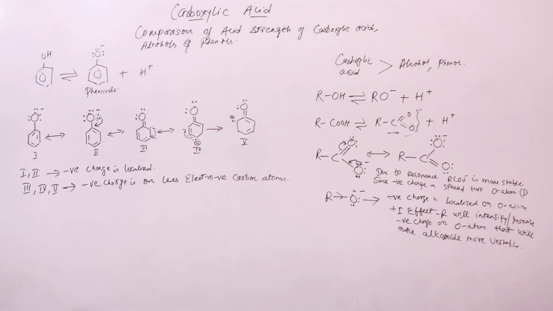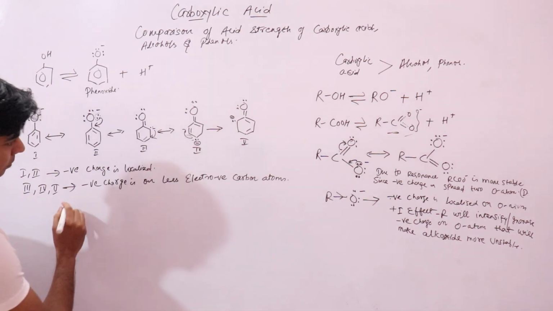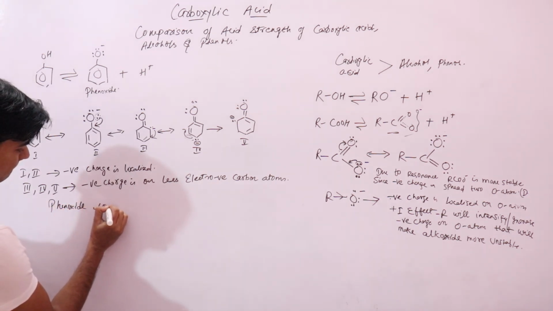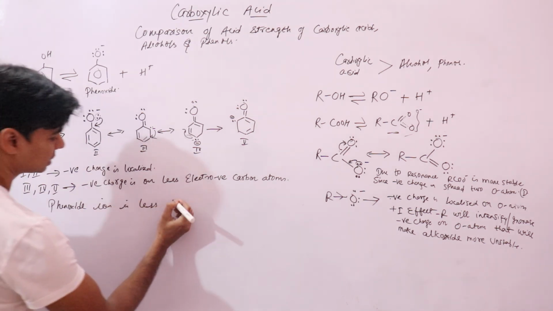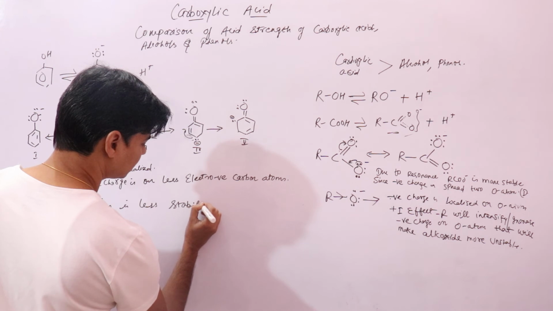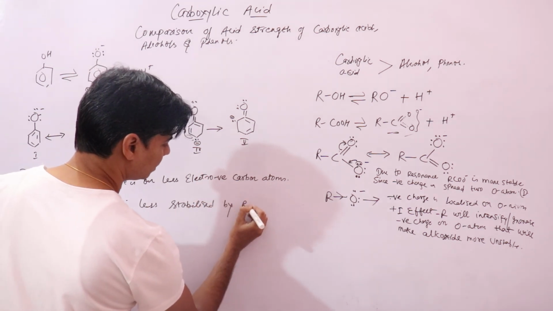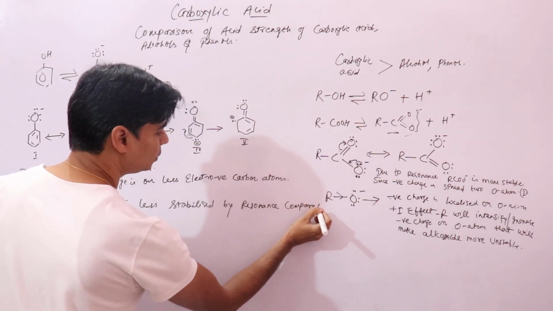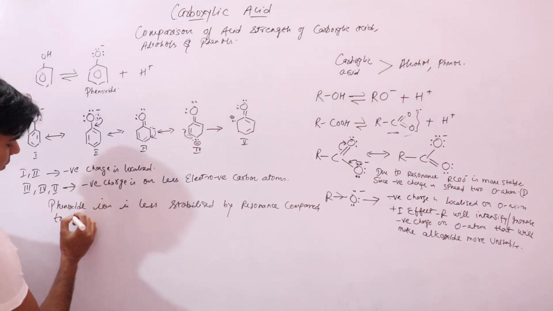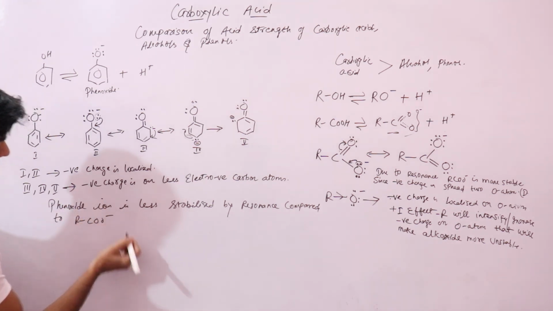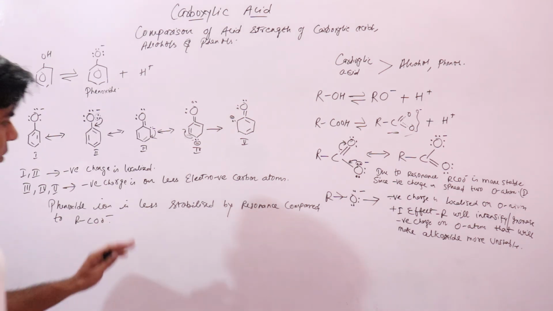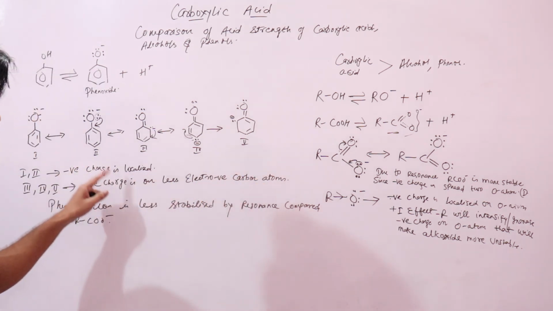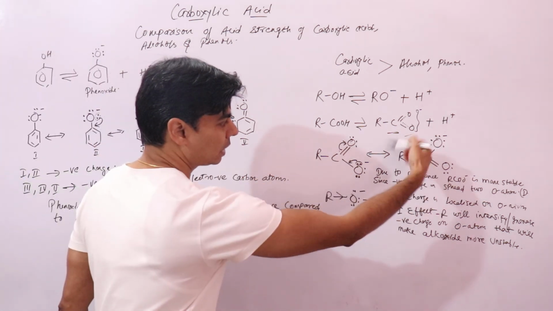So we say that phenoxide ion is less stabilized by resonance compared to carboxylate ion. So that is why, since this is less stable because of these resonance forms, it is less stable than carboxylate ion.